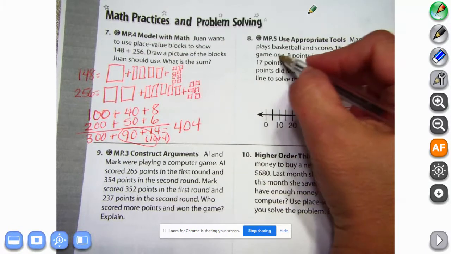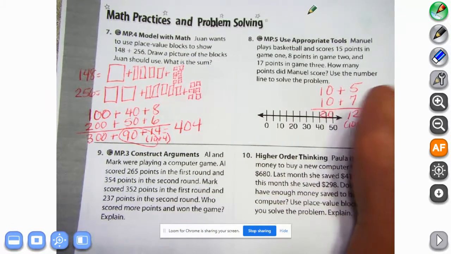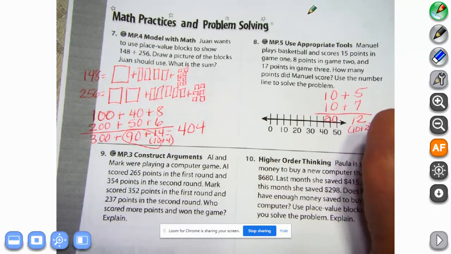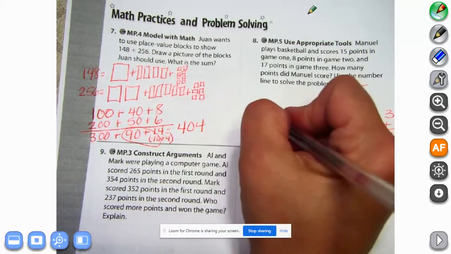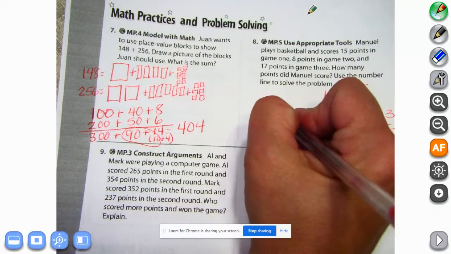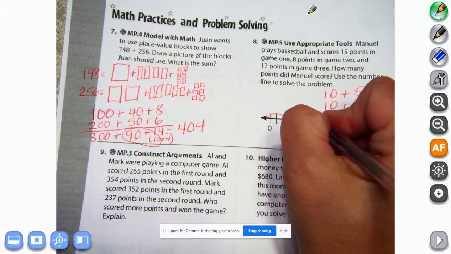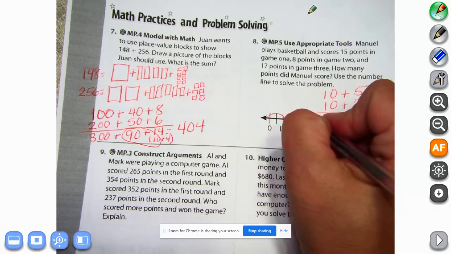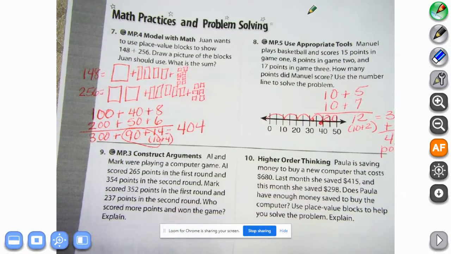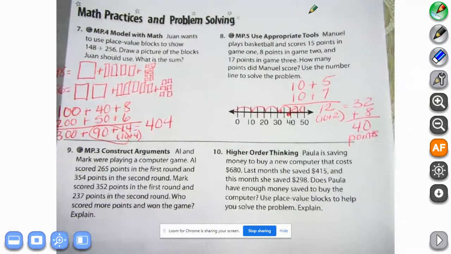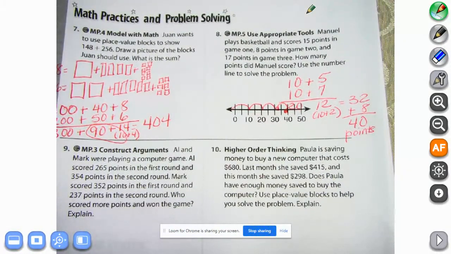And then he had 8 points in another one. So he has 40 points. So for skip counting, 10, 20, 30, 32, and then we did a jump of 8, and that will land us at 40. Let me scooch that over so you can see. See how we got that?